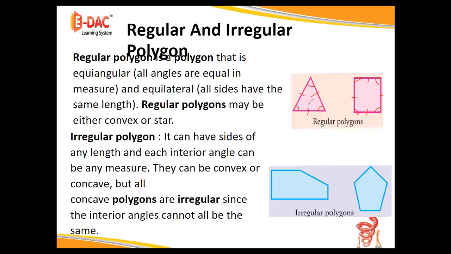If you have enough knowledge about regular polygons, we can easily find irregular polygons. It can have any side length and any angle measure. They can be convex or concave, but all concave polygons are irregular since their interior angles cannot all be the same. Concave and convex, they can be irregular, it can have sides of any length and each interior angle can be any measure. They can be convex or concave. Okay now.